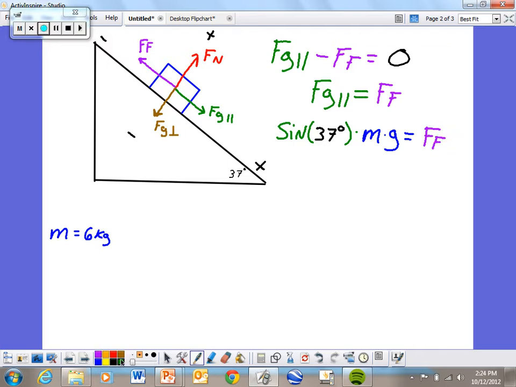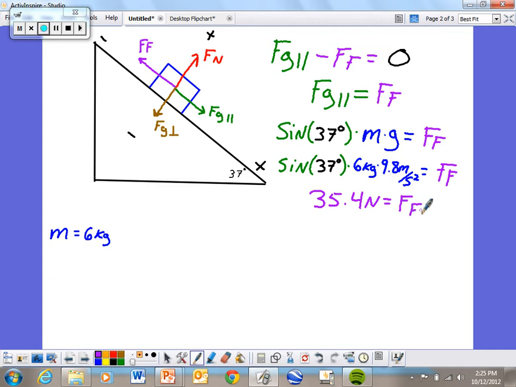If I plug in some numbers, I will have the sine of 37 degrees multiplied by, this might get a little tight here, 6 kilograms times 9.8 meters per second squared. And that's going to be my force of friction. When I plug all those numbers into my calculator, I get 35.4 newtons for my force of friction.